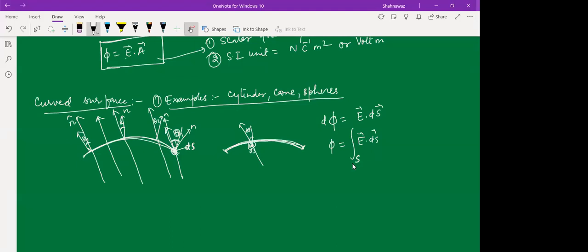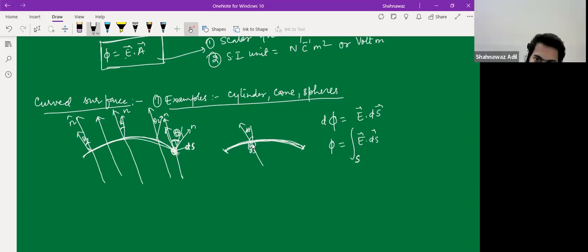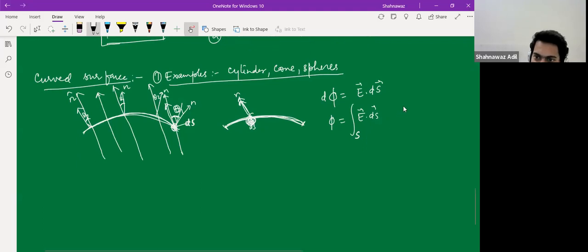Understood? Yeah, and what we do is that we make this angle the same. So for this area, the normal to this area would be in the same direction, right? This would be the normal and this would be the electric field. That is how we make this small area element dS. So this becomes E dS cos theta, and theta becomes 0 for this small element. This becomes E dS simply.